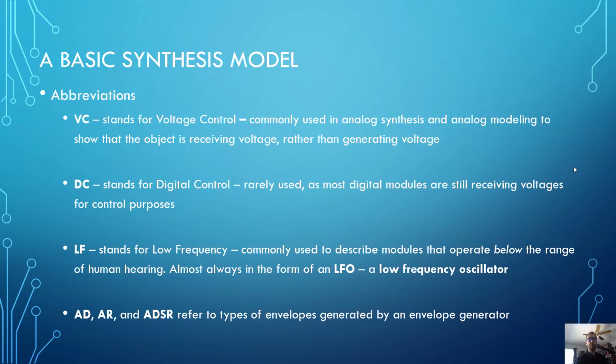So, let's talk about some of the abbreviations and what they mean. You'll hear VC a lot. That stands for voltage control. It is commonly used in analog synthesis and analog modeling programs like VCV Rack to show that the object is receiving voltage and not generating voltage. DC, in contrast, is digital control.